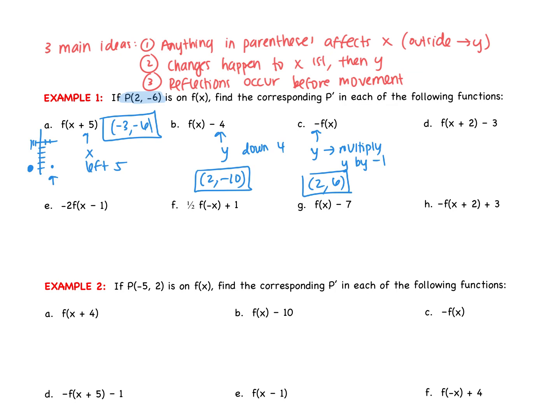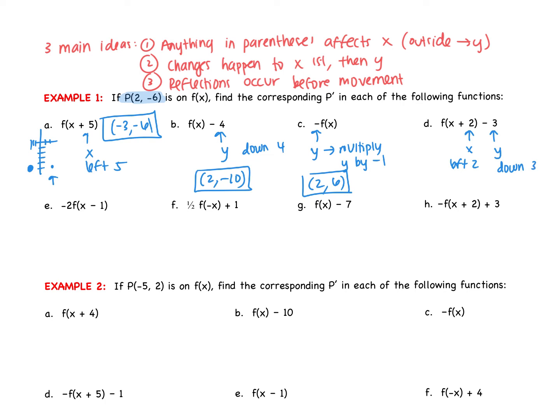And then D. D is the first one where we have two things happening. Plus 2 in parentheses, so it's going to affect x. Negative 3 outside the parentheses, so it's going to affect y. The plus 2, what is that going to do to the point? It's going to move it left 2. The 3 is going to move us down 3.